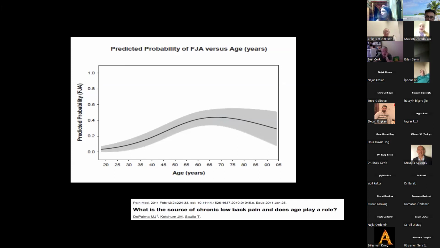And that's important information for us to know. That means that most of the people that present with low back pain don't in fact have facet pain. And the other take-home point that I think is important from this slide is that young people that have low back pain almost assuredly don't have facet pain. And there's a good reason for that.